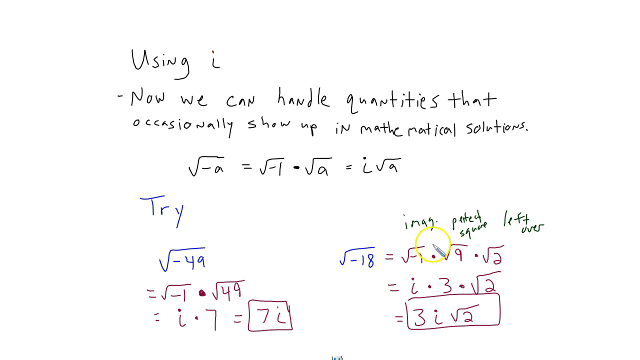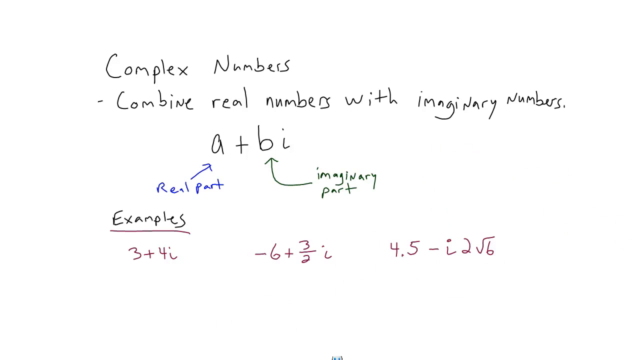Now we're going to progress and talk about what is called a complex number. That's our goal today. What is a complex number? Well, a complex number combines real numbers with imaginary numbers. So there's going to be a real part, which could be any real number, and there's going to be a plus or a minus sign, which is like a plus sign, and an imaginary part. It can have a coefficient in front, but there's going to be the letter i.